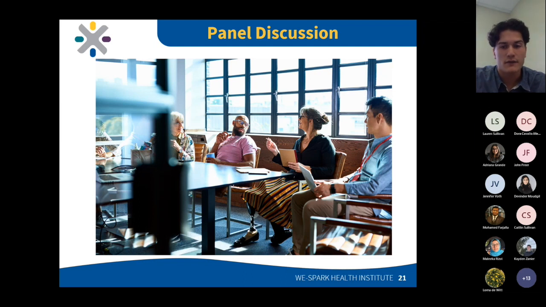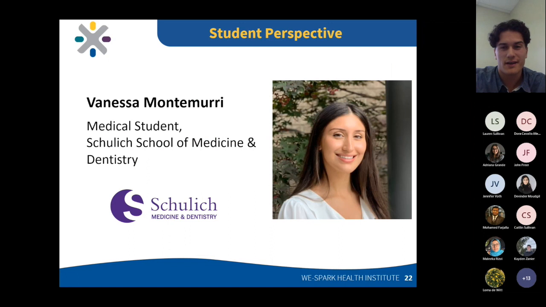And I'll introduce our first panelist now, which is Vanessa Montemurri. She's a third-year medical student at the Schulich School of Medicine and Dentistry here at the Windsor campus. She was a volunteer with WeSpark since 2016 and participated in many different projects. And now as a medical student, she's going to touch on the importance of undergrad volunteering for a profession. And unfortunately, Vanessa couldn't be here today, so I'm going to play a recording of her. But if there are any questions directed towards her, I can collect those and send them to her via email and make sure that you get those responses back.